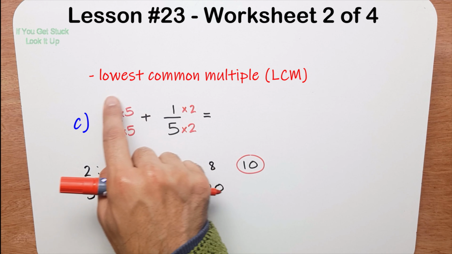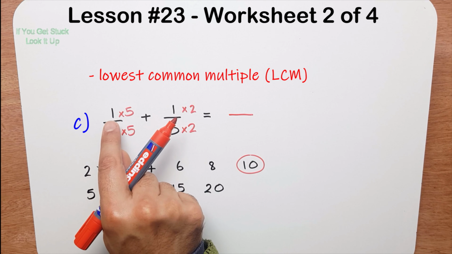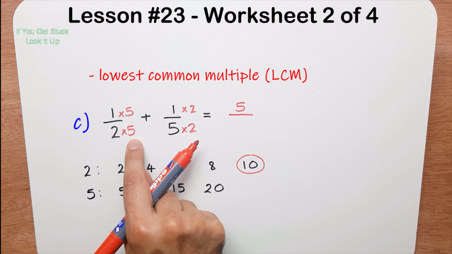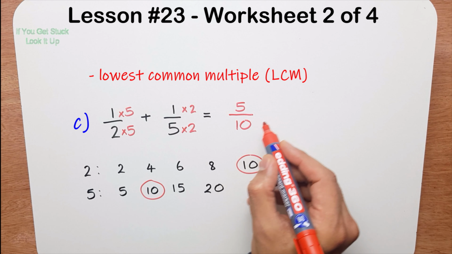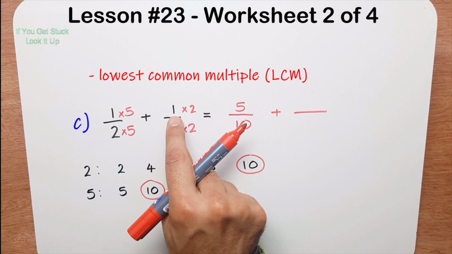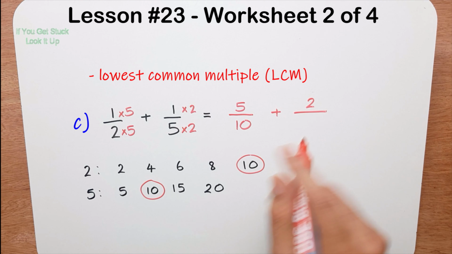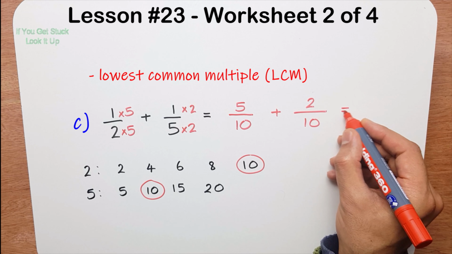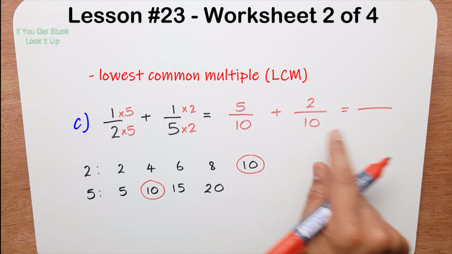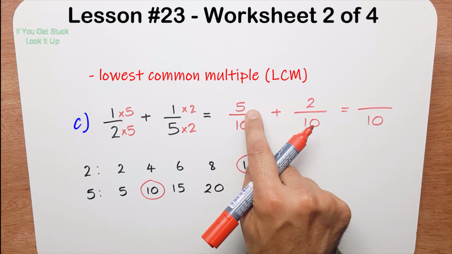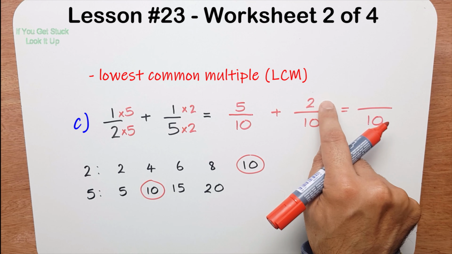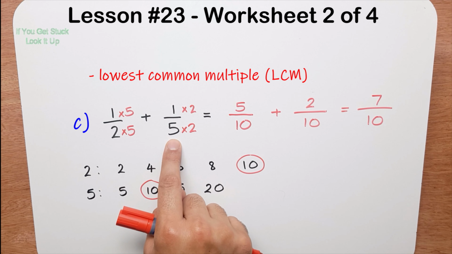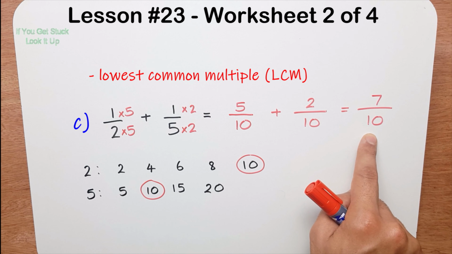So now I'm going to look at this fraction here. 1 times 5 is 5. 2 times 5 is 10. Plus 1 times 2 is 2. 5 times 2 is 10. Now these two denominators are the same, so we put the 10 down. 5 add 2 is 7. So 1/2 plus 1/5 equals 7/10.